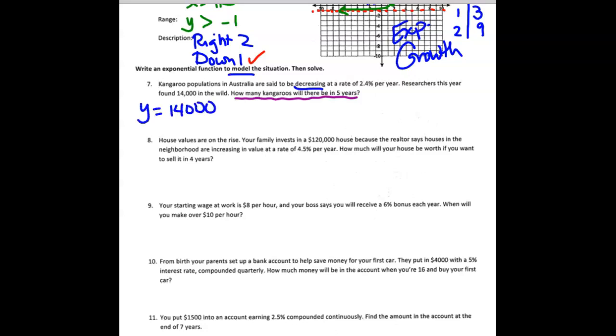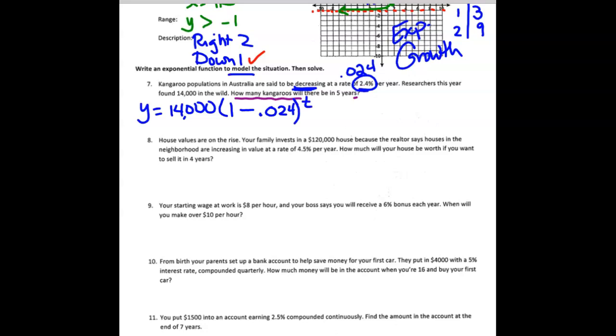And you can use a Y, you can use an A for amount, P for population, it doesn't matter. 14,000, and what we're doing to it is, it says it's decreasing. So we want 1 minus our R value. And remember, all of our rates have to be converted into decimals from their percent form. So we move the decimal back to the left 2 places. This would be 0.024. And then we're going to have just an x or a t power. You can use a t. Might be a little easier to understand for time. Okay?